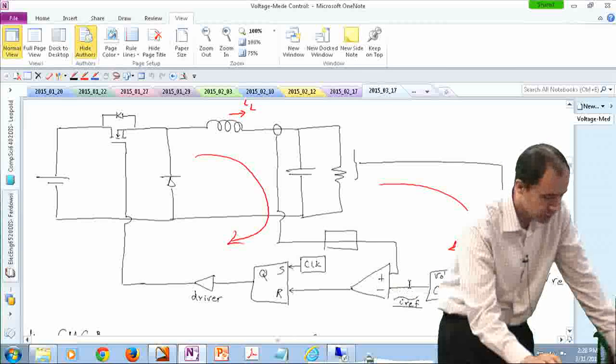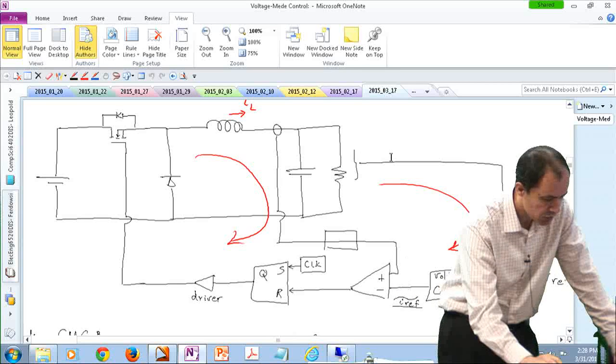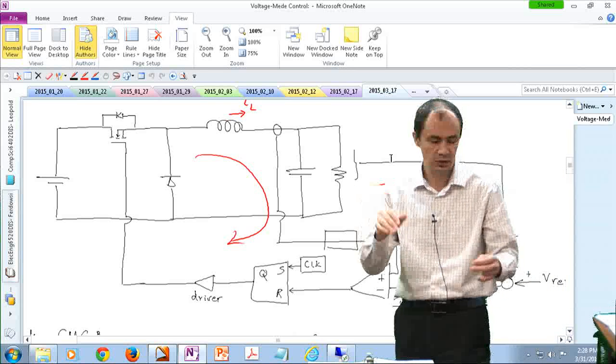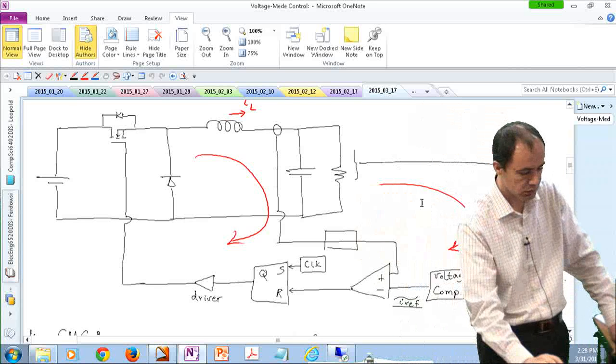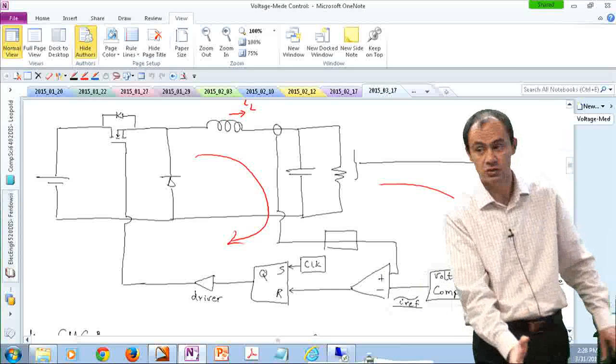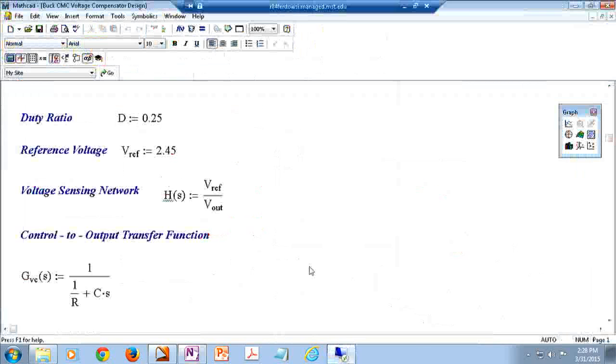So far we have been able to find a transfer function which takes care of this point to this point, which is the control to output transfer function. That's part of our loop, and the other components in the loop are the sensing network as well as the compensation network, for which we are trying to find a good transfer function.